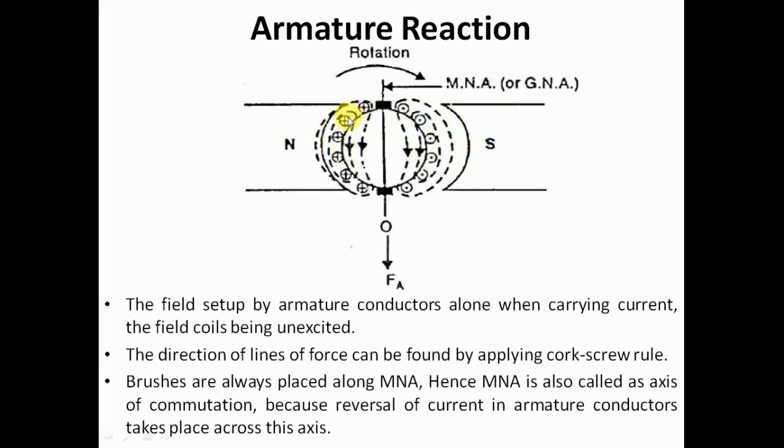Current is flowing through the armature conductors. If you see the direction of current in the conductors placed at the left side of the geometrical neutral axis, that is these conductors, in these conductors the direction of current is into the conductor, whereas if you see those conductors which are placed at the right side of the geometrical neutral axis, in these conductors the direction of current is out of the conductors.